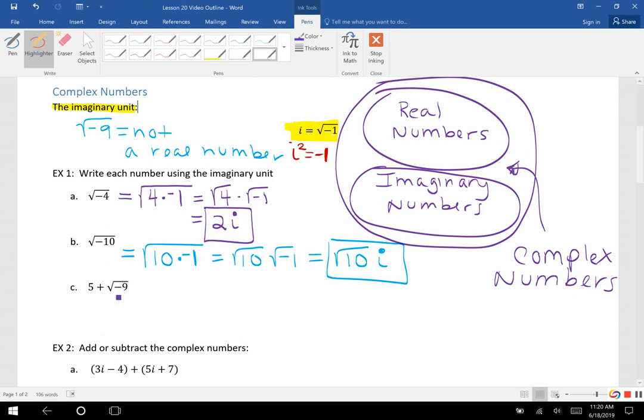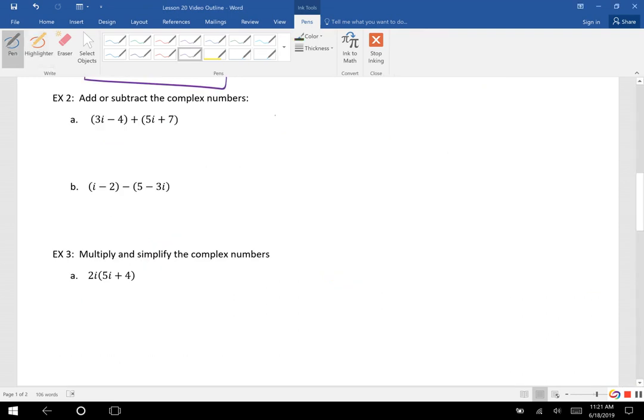Finally, in example C, let's see, we've got a 5 plus, the negative turns into an i, and root 9 is 3. So I'm going to say square root of -9 is 3i. And this is as far as we can go. These are not like terms or like radicals, so we can't go any further with that complex number. So this number has a real part, the 5, and an imaginary part, the 3. So anytime we have a negative inside the square root, we're going to get that imaginary unit i.